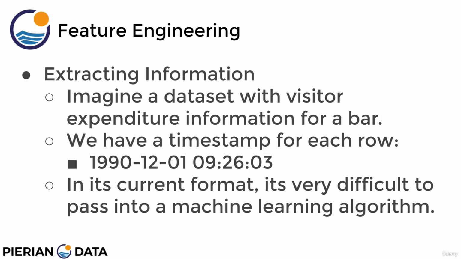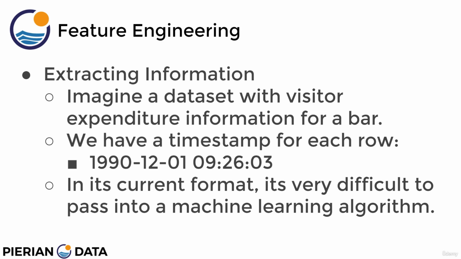Imagine we're working with a data set with visitor expenditure information for something like a bar. So a customer comes in and they spend some money on food and drinks. For each of these purchases, we could have a timestamp for each row. A full date timestamp would be in this format, where we can see 1990-12-01 and then the hour, minute, second. And in its current format, this is actually very difficult to pass directly into a machine learning algorithm.